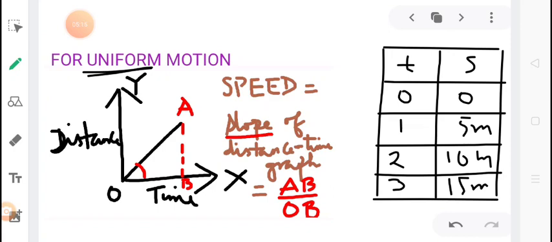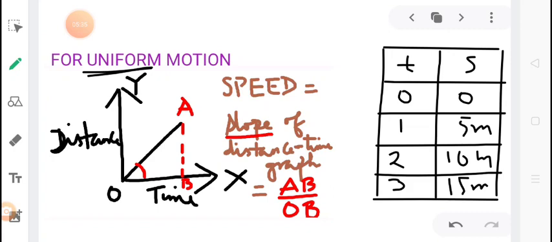This means at an interval of 1 second, always the object is covering how much distance? 5 meter. So equal distance in equal interval of time. This type of situation is called uniform motion, and when this set of values is plotted on graph paper, the graph is going to look like this.